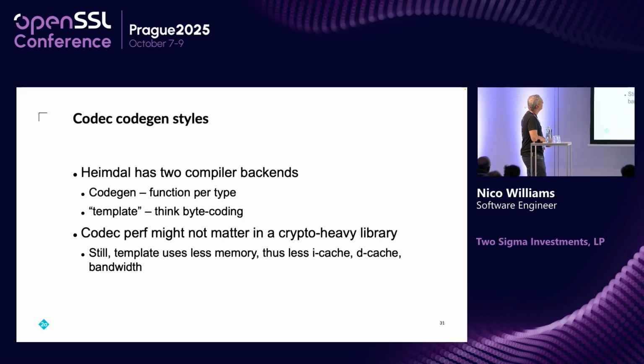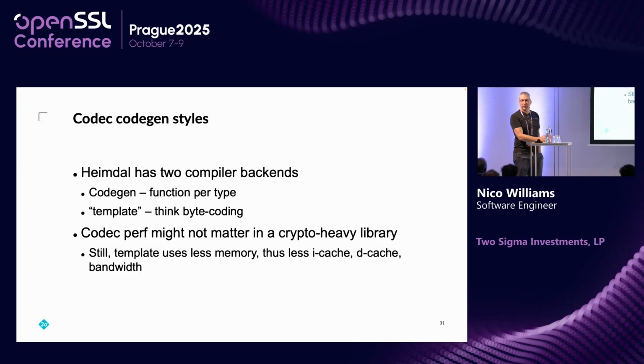Whatever. And then a couple of things about Heimdal's compiler. It has two backends, one that generates a function for every type, the C function for every type, actually several. And it also has something that it calls a template compiler. It's kind of a byte-coded thing. And the templates are smaller. They use much less space, about 59% for PKIX.